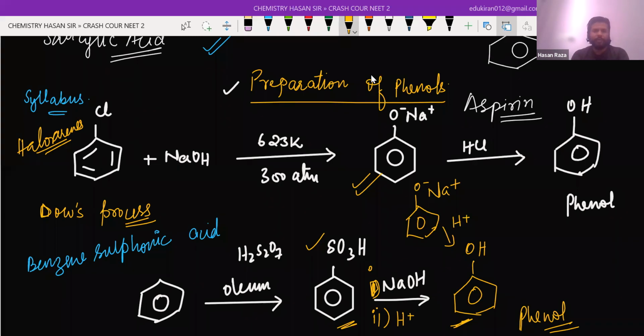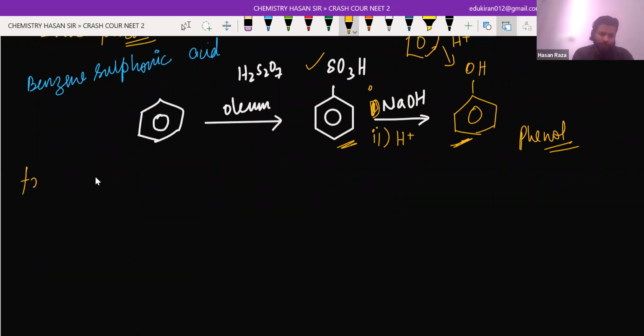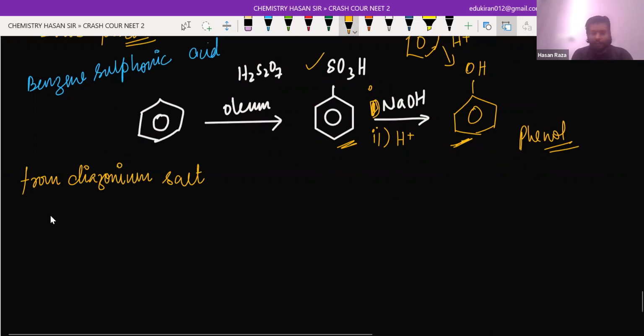Okay. Now see, the next preparation is from diazonium salt. Basically, we first prepare the diazonium salt, and you have also covered how to prepare it in the first chapter. As you can see, this is aniline, or benzenamine.